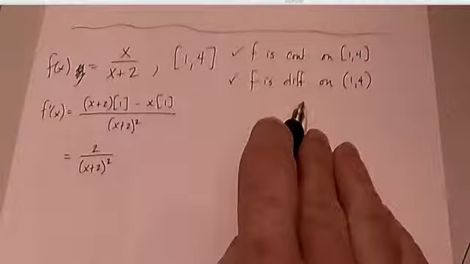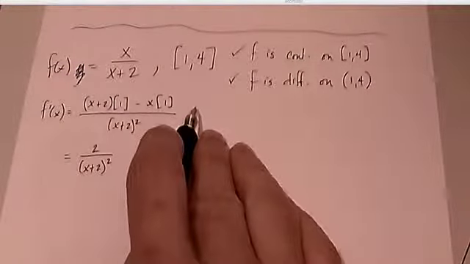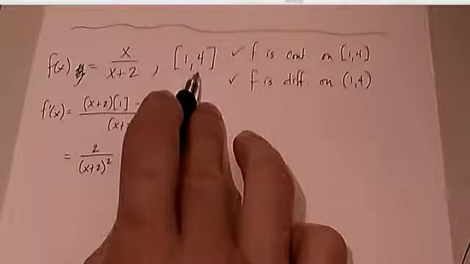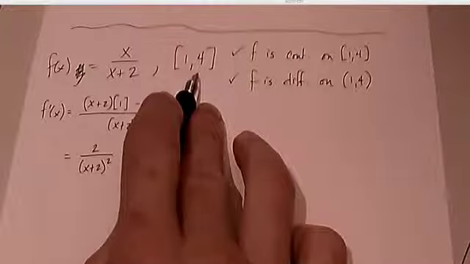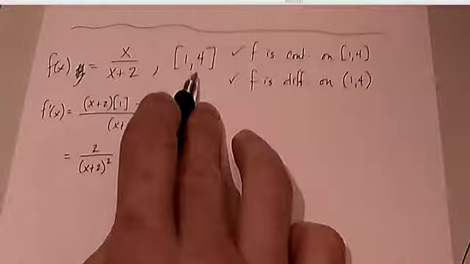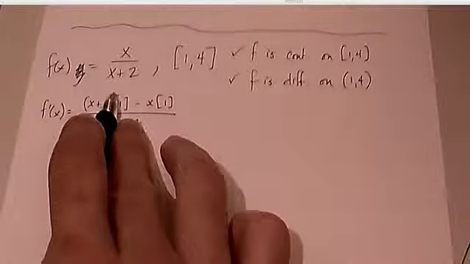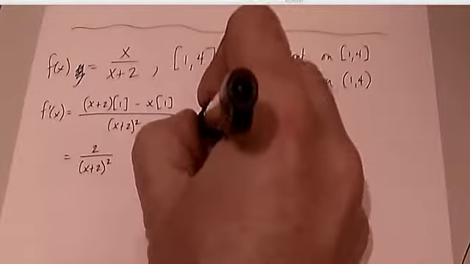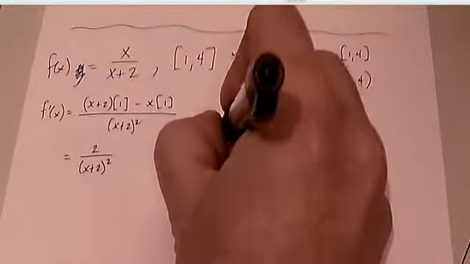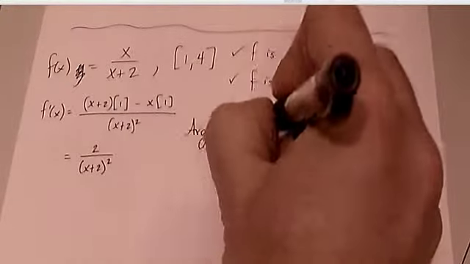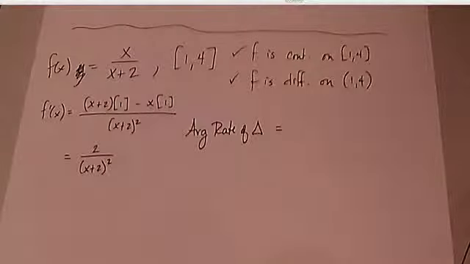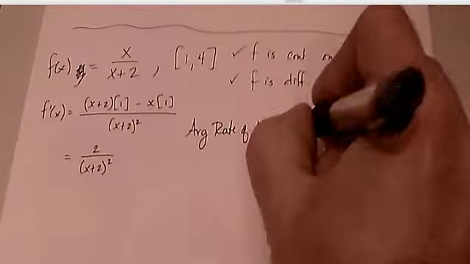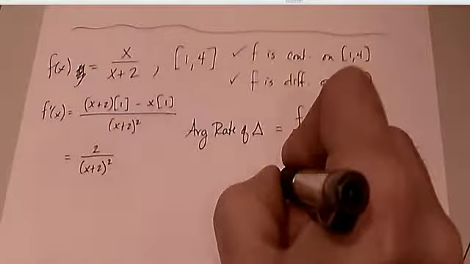Now I know that I need to figure out what value inside here gives me an instantaneous rate of change that is equal to the average rate of change. Well, the first thing that needs to happen is I need to find the average rate of change, right? So let's go ahead and find that average rate of change, okay? And that's going to be f of 4 minus f of 1 over 4 minus 1.